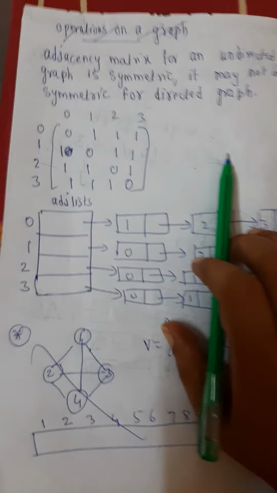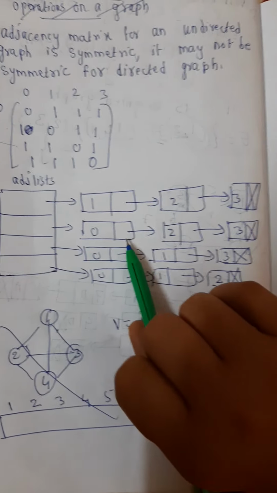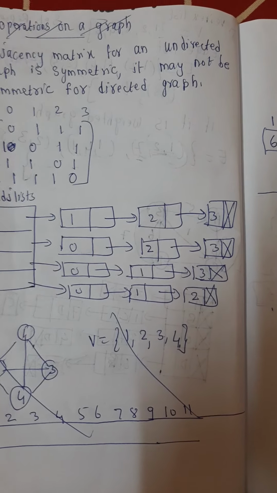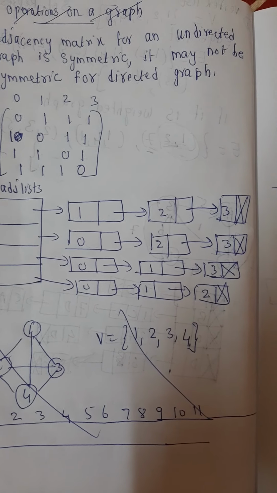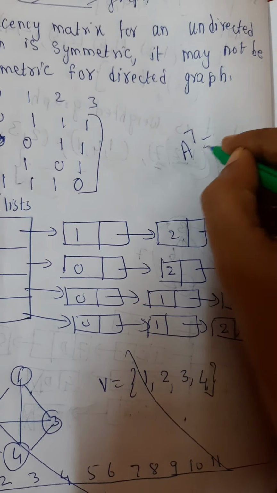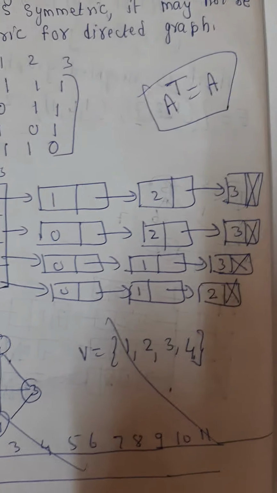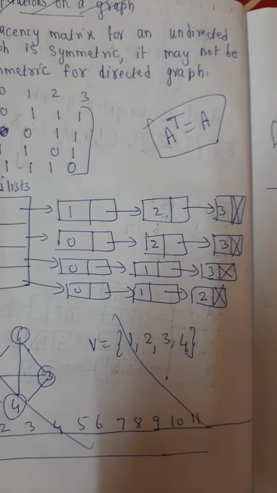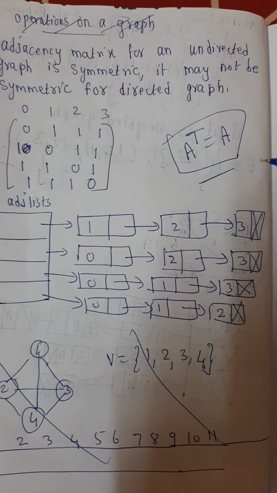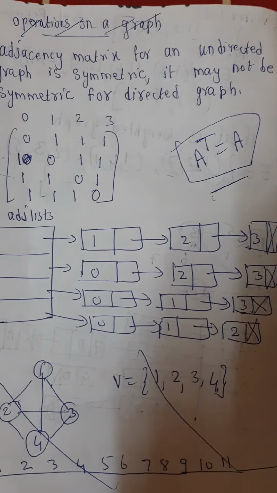Now, if the adjacency matrix is given, from the adjacency matrix we have to find out the adjacency list here. And one more thing is, if it is an undirected graph, the adjacency matrix will be symmetric. What is symmetric? A transpose is equal to A. If it is satisfying, it is symmetric. So for an undirected graph, this property will be satisfied. But for a directed graph, it will not be symmetric. It may or may not be.